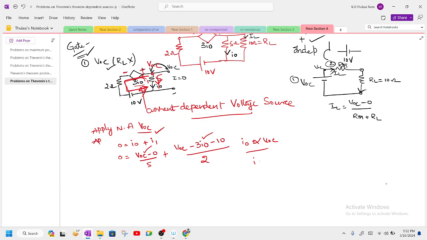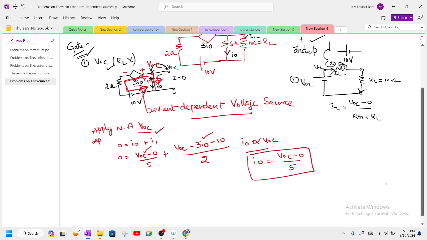So already we have written I naught is equal to... so how to write down this current I naught? I naught is equal to VOC minus 0 divided by this resistor. So now the problem of I naught is also solved. So let's try to resolve this one.